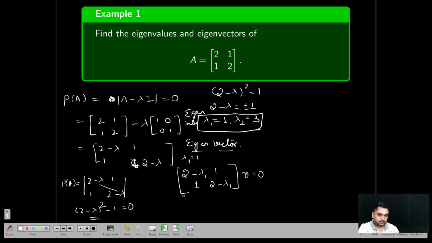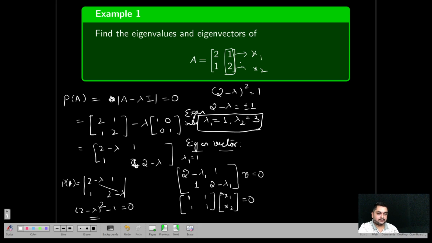You already know the lambda 1 value, so put that in. This is 1. 2 minus 1 is 1, 1, 1 and 1, into v. Now the vector is a column vector. How many variables will we have? It is a 2 cross 2 matrix, so this is one column vector with two values. Let us say x1 and x2 is my eigenvector, x1, x2, is equal to 0. In the next chapter again we'll learn systems of linear equations.